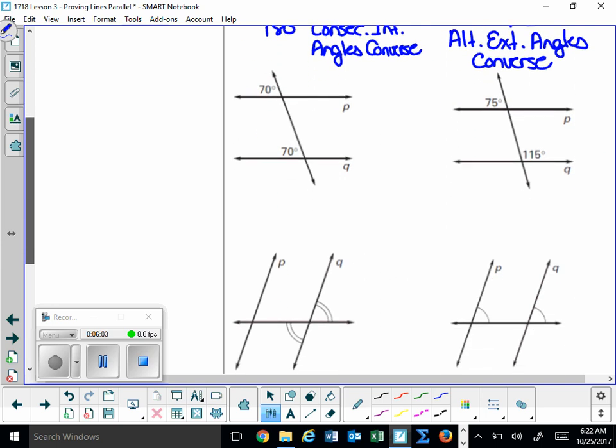Okay, here's my transversal. The two marked angles are both 70 degrees and they are corresponding angles. Corresponding angles have to be congruent or equal, and this is true. So yes, corresponding angles converse.